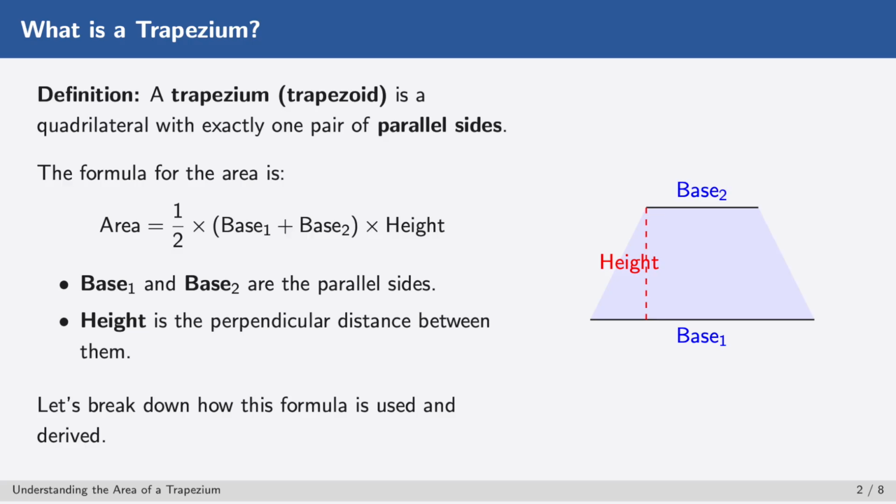A trapezium is a quadrilateral with exactly one pair of parallel sides. These two sides are called base 1 and base 2. The height is the vertical distance between them. It must be perpendicular, not slanted.